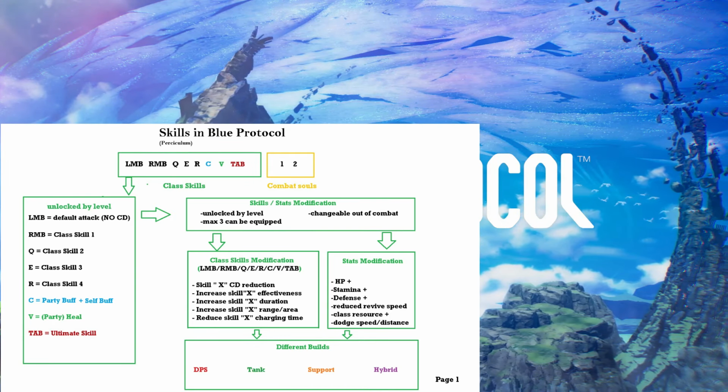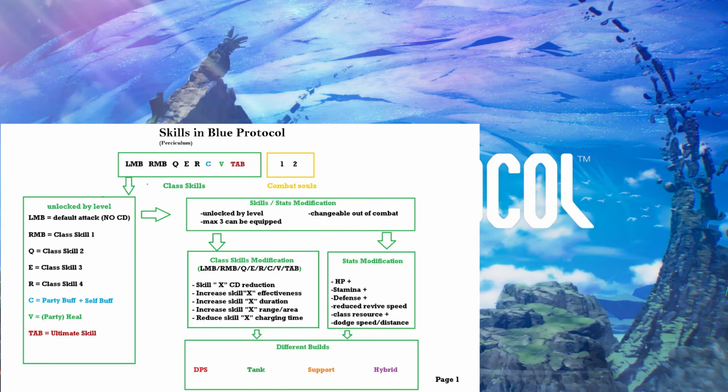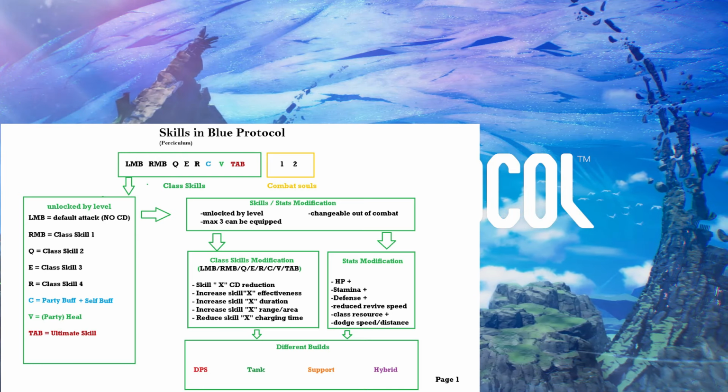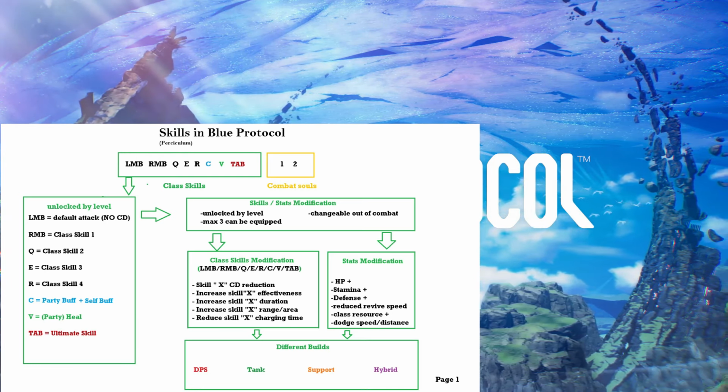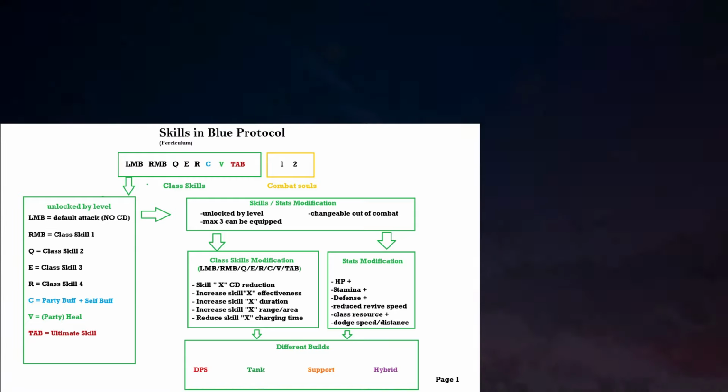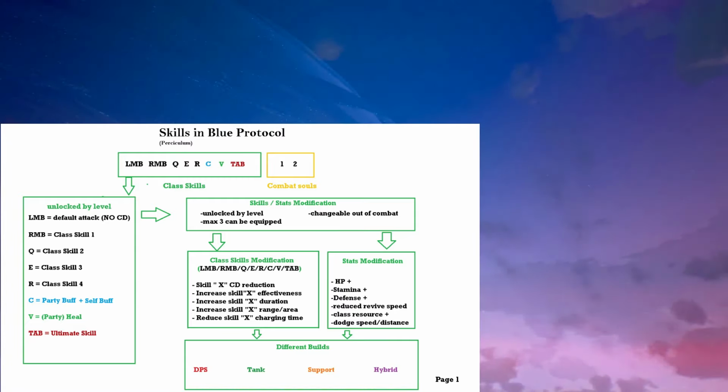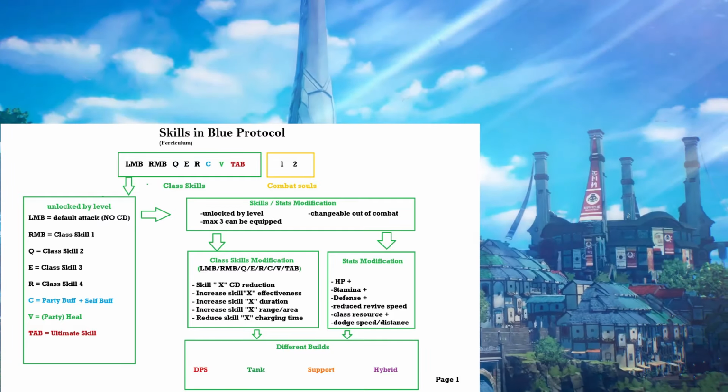Moving on, we have the V skill, which is always a healing related skill, but it doesn't have to be a party heal. For example, the Twin Fighter's V skill is a life leech buff only for himself. And last but not least, we have the ultimate skill, which deals tons of damage and sometimes has a few additional effects.